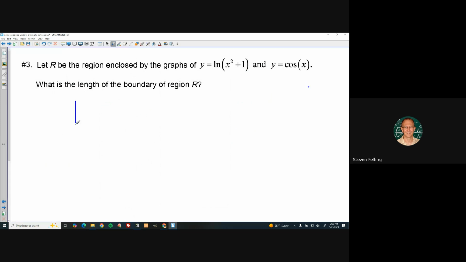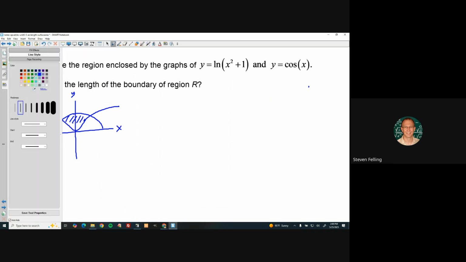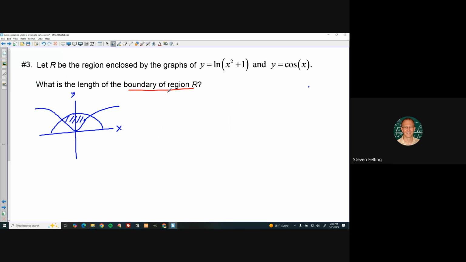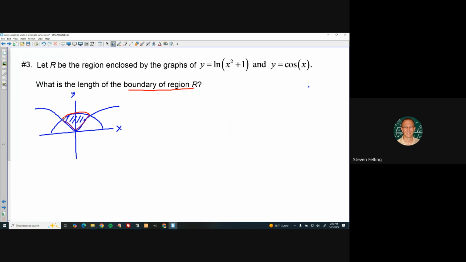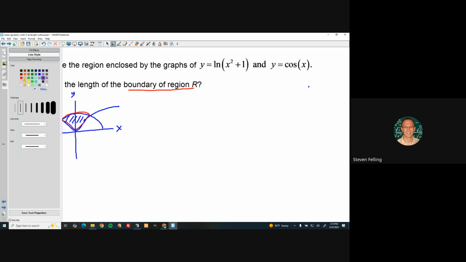Okay, we found that it looks something like this. There was sort of a log curve that, exaggerating it, looked like that, and then there was a cosine curve that looked like this. And so it was this region in here. That's the region enclosed. We want the length of the boundary. So first of all, the boundary consists of two sort of fences. There's that fence, and then there's this fence, right? So let's work on each of those, okay?